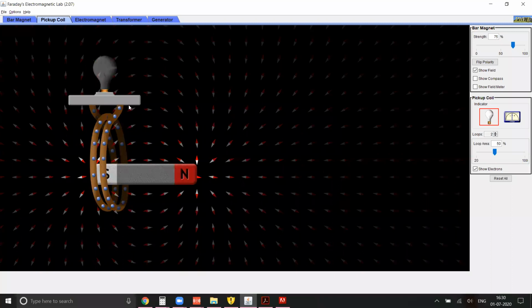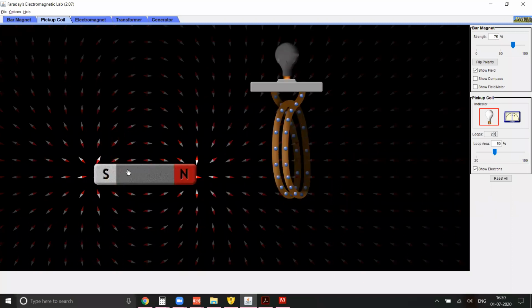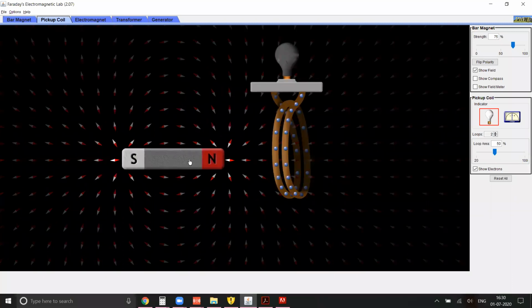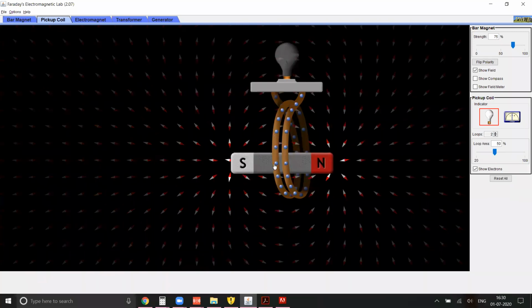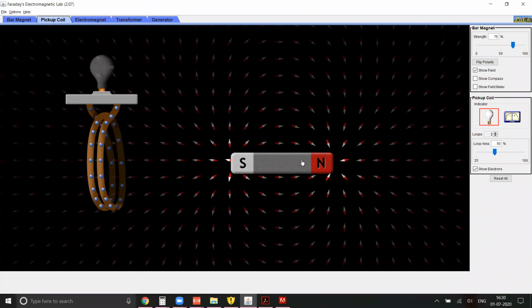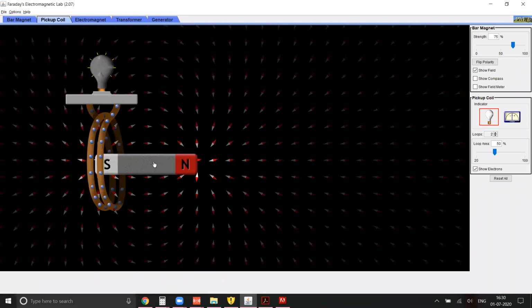Downwards. So now I'm going to repeat the experiment. See, the North pole is going this side. The current is, electrons are moving in the downward direction, right? The South pole is moving towards, electrons are still moving in the downward direction.